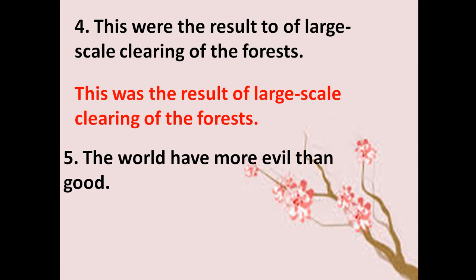Now you may ask, why can't we use is here? The sentence is in past tense. Please look at the sentence tense also. When you use the correct form of the verb, please check the tense of the sentence. Please do not change the tense of the sentence. Since it is were, it is past tense, we need to use here the past tense of the verb. So this was the result of large scale clearing of the forest.